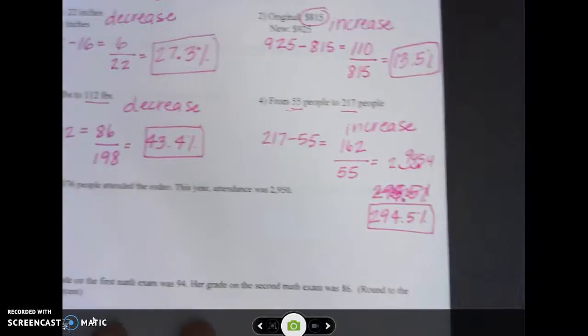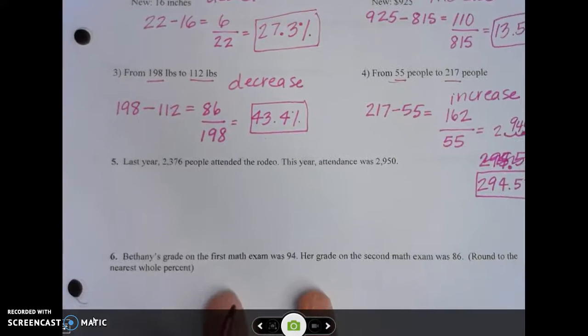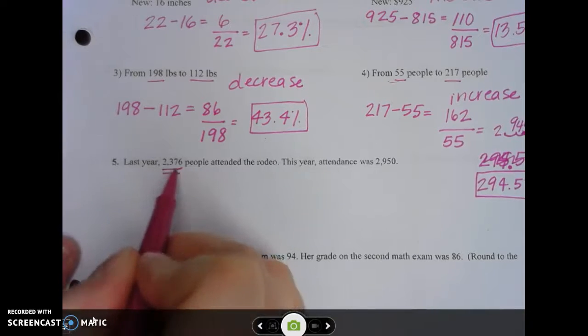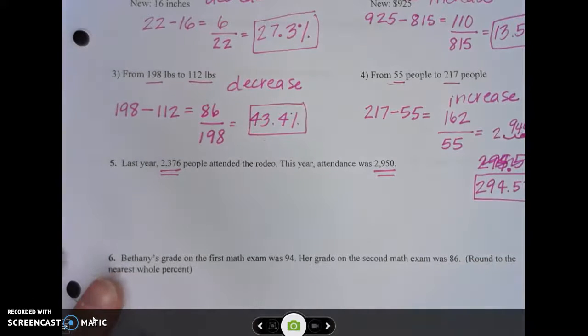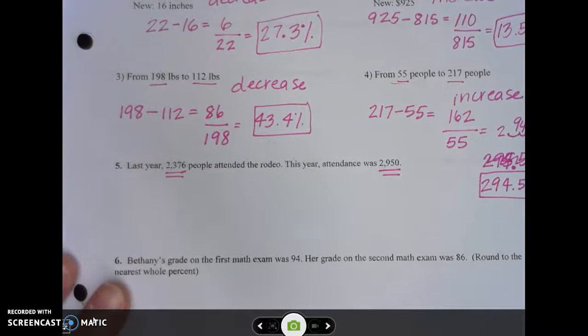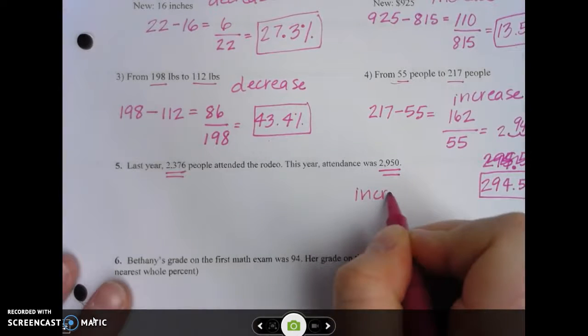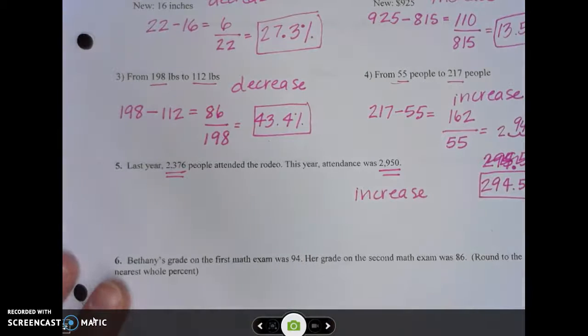All right, so looking at number 5. Last year, 2,376 people attended the rodeo. This year, attendance was 2,950. So we went from last year, 2,376, to 2,950. So that's going to be an increase. How much did it increase by?